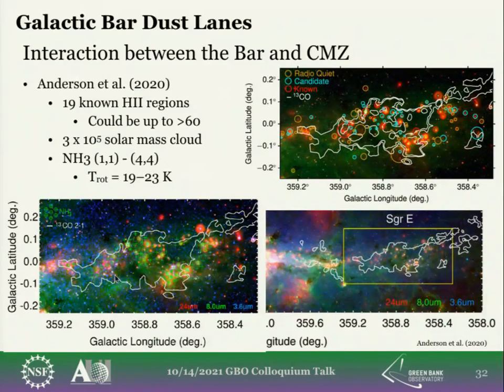But they did cover a large portion of the Sagittarius E complex. So similar to what we did with gas that was transversing the bar, you can make measurements of the gas temperature using ammonia, which is what they did in their paper as well.